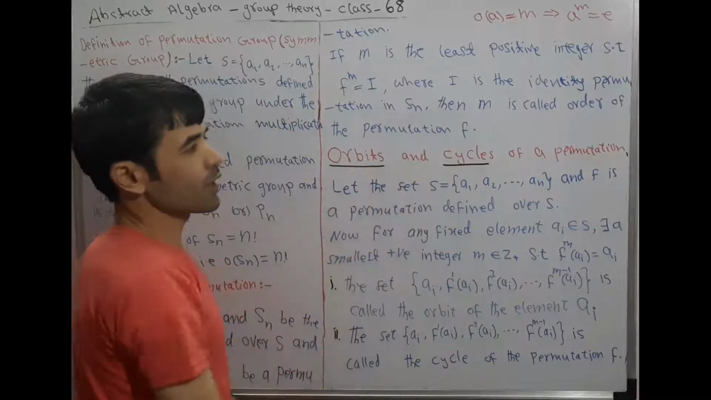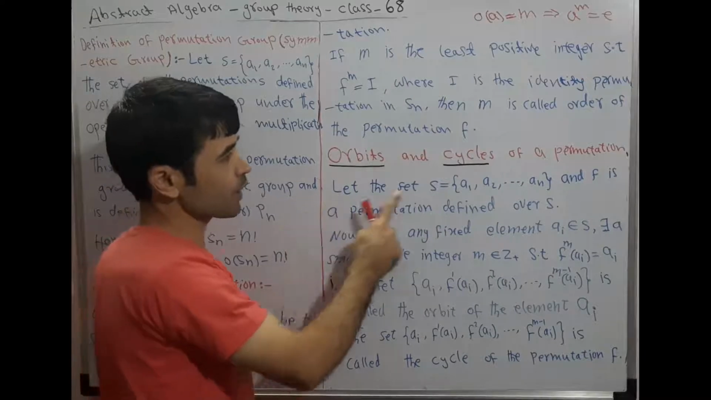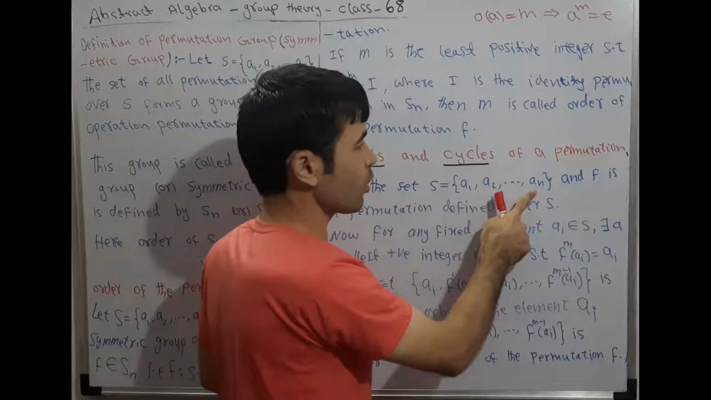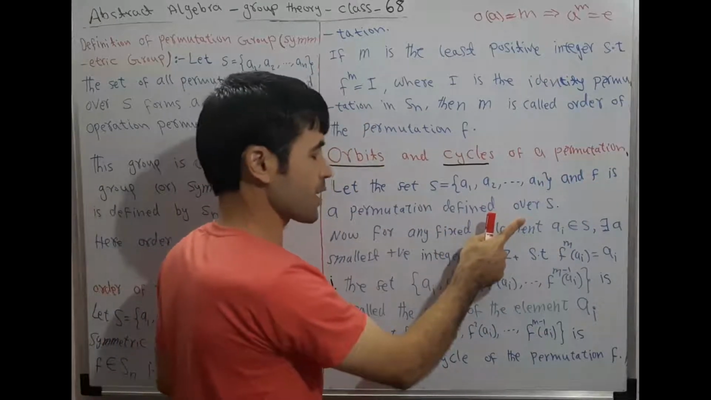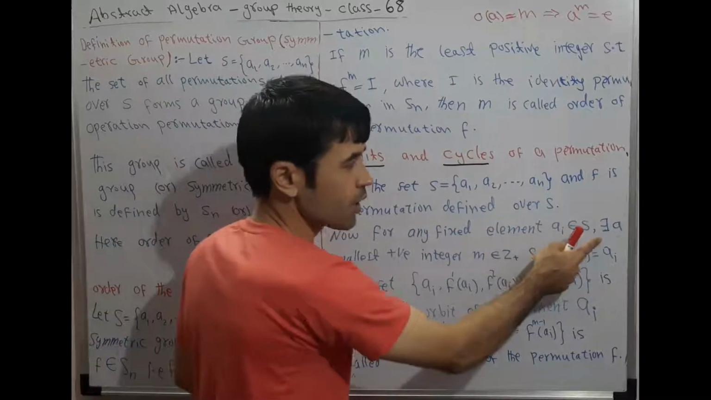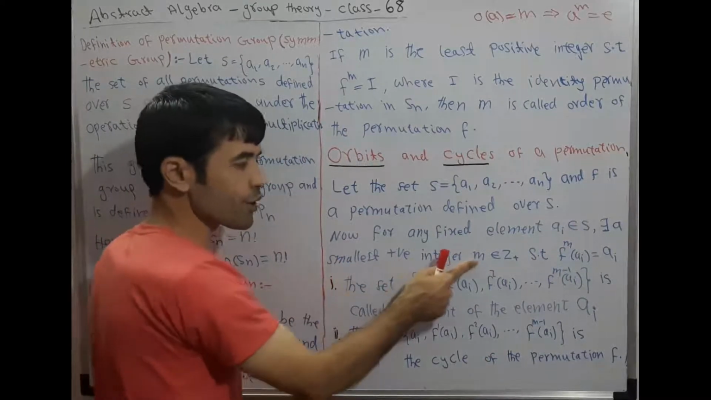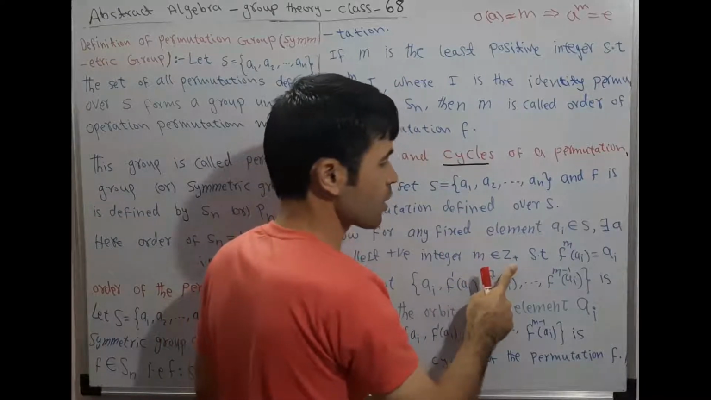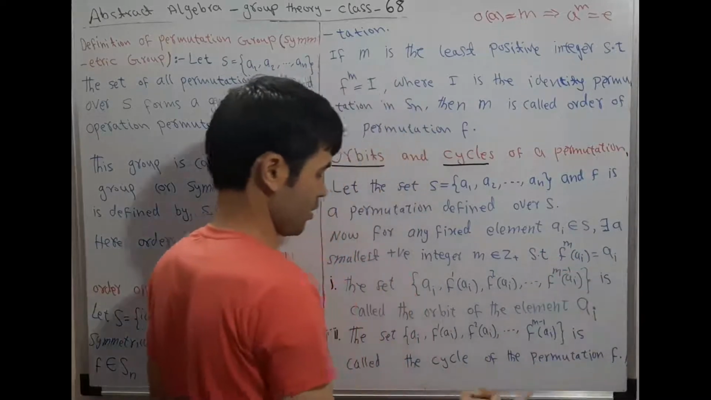Orbits and cycles of a permutation. Here is the definition of orbits and cycles of a permutation. Let the set S equal to {A1, A2, and so on, An}, and f is a permutation defined over S. Now for any fixed element Ai belongs to S, there exists a smallest positive integer m such that f to the power m of Ai is equal to Ai.